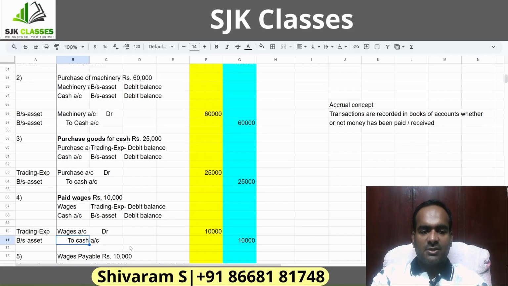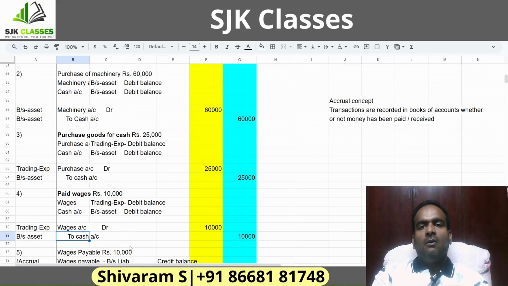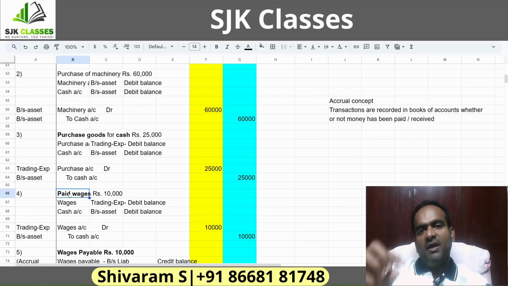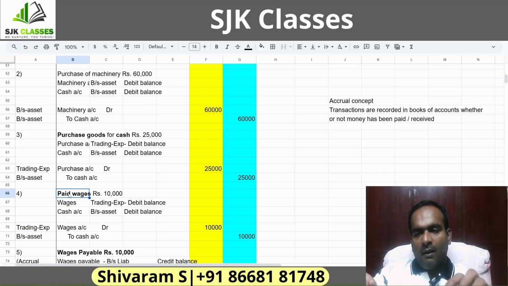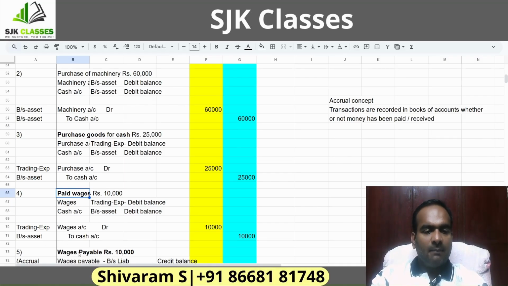Now let's look at the next transaction, which is wages payable. What is the difference between the fourth and the fifth transaction? In the fourth transaction, we have paid the wages. In the fifth transaction, we are yet to pay the wages. That's a difference. But there is one similarity in these two. In the fourth transaction, I have availed the services and I have paid the amount as well. Whereas in the fifth transaction, I have availed the services, but I am yet to pay the amount. So wages payable means I have availed the services, I am yet to pay. Wages paid means I have availed the services and I have paid as well.